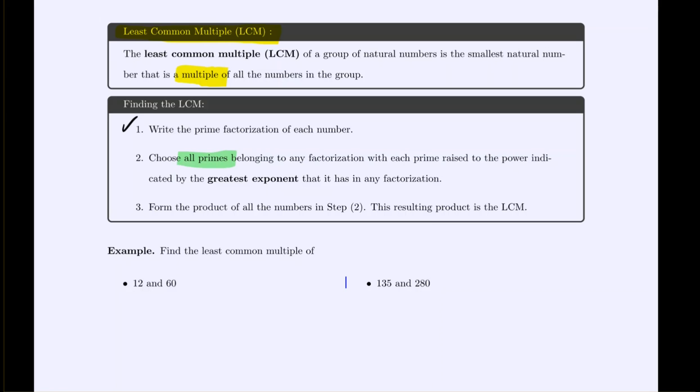Once you have all the primes, you choose the greatest exponent possible. So we can see this is quite a reverse from step 2 of the GCF. Multiply all these together and that becomes your least common multiple. So let's see this in action in our first example.